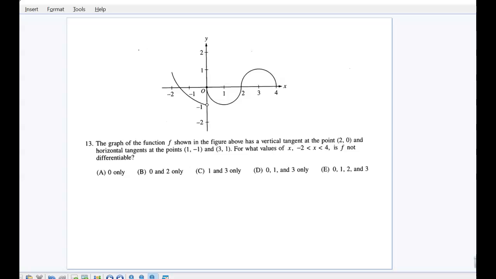Now they're really throwing a lot of information at you. They're talking about a vertical tangent, and they're talking about horizontal tangents. Well, you can have horizontal tangent lines. Those slopes are just 0, so those are okay. So the only places where this function does not have a derivative are at the vertical tangent line at 2 and where it's discontinuous. So the answer would be 0 and 2 only.